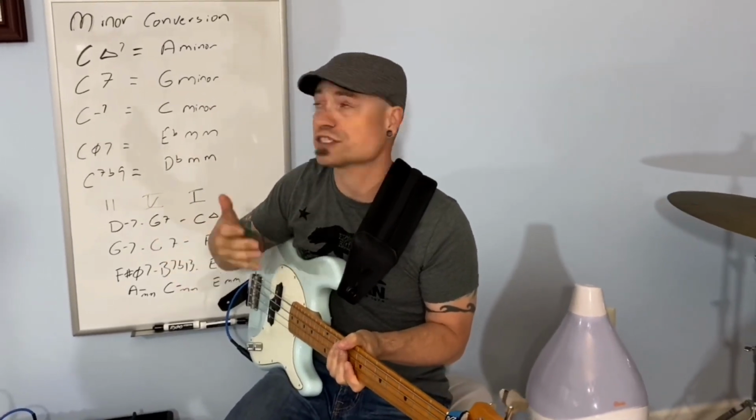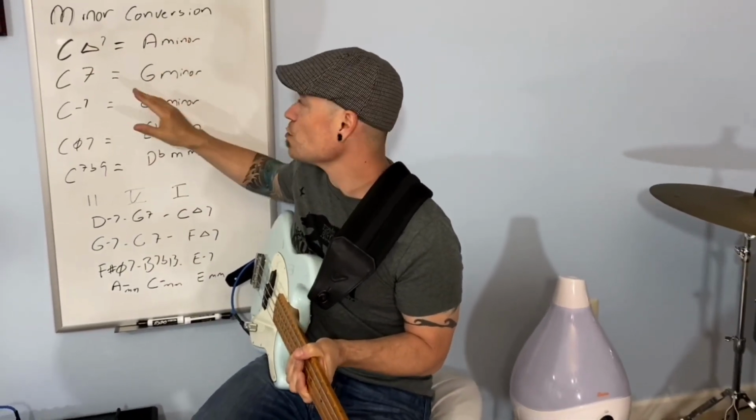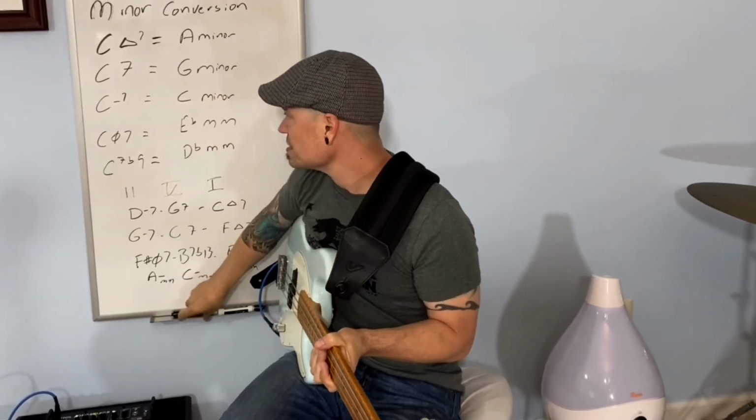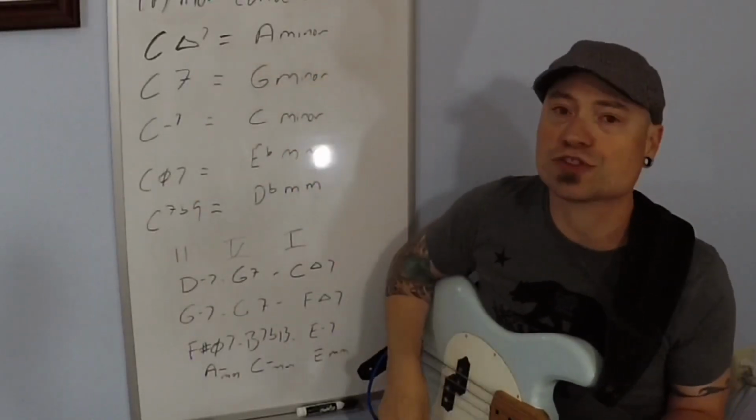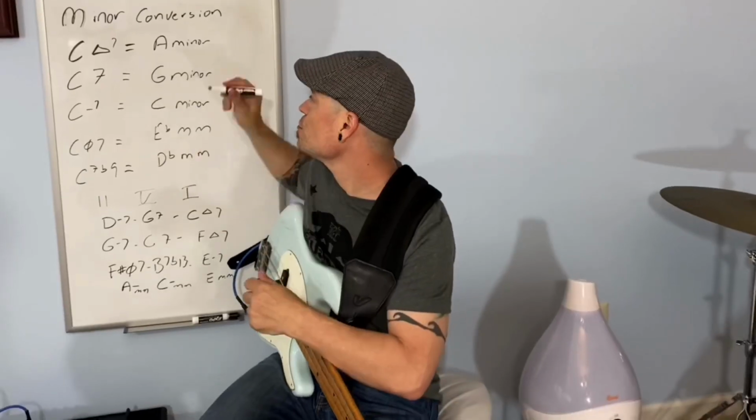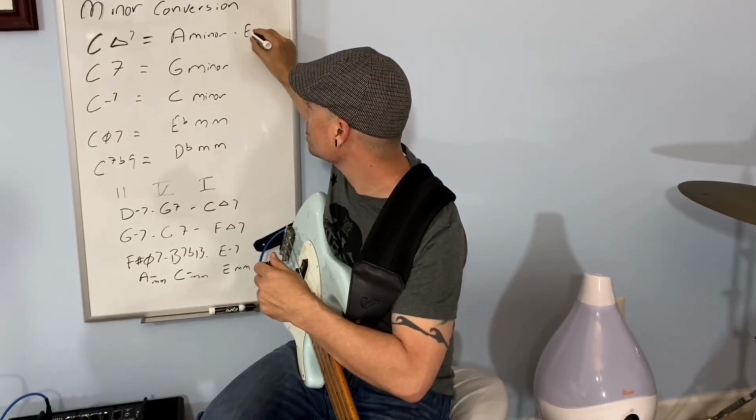Now, this has been made popular by guys like Pat Martino. Pat Martino calls it minor conversion. So what we do is we're thinking through this and we see the C major off the sixth. Now, I will also think about this off the third, which would also make this E minor.